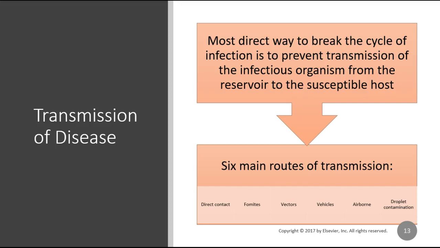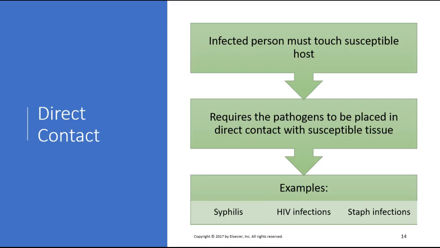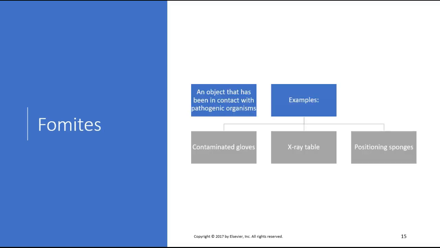Transmission of disease: the most direct way to break the cycle of infection is to prevent the transmission of the infectious organism from the reservoir to the susceptible host. There are six routes of transmission: direct contact, fomites, vectors, vehicles, airborne, and droplet. With direct contact, the infected person must touch the susceptible host, which requires a pathogen to be placed in direct contact with susceptible tissue. Some examples of that are syphilis, HIV, and staph infections.